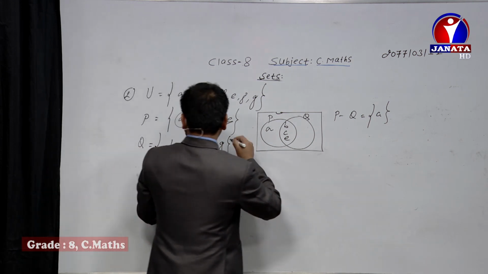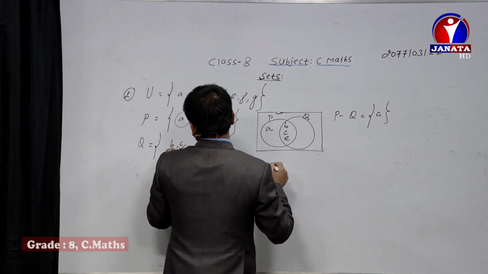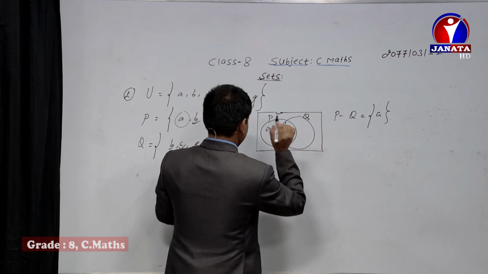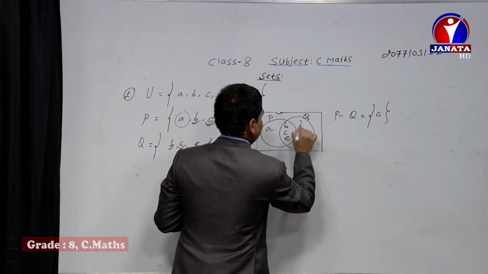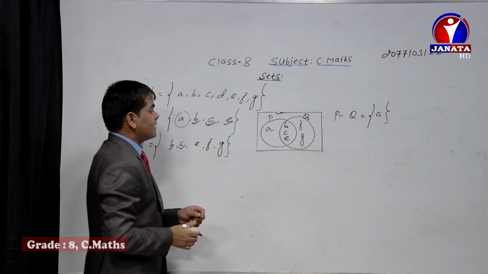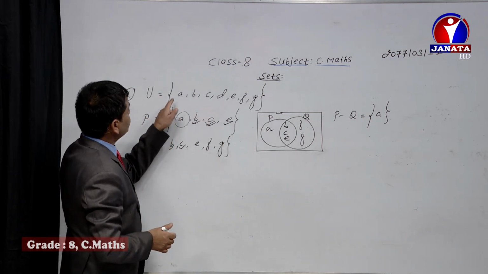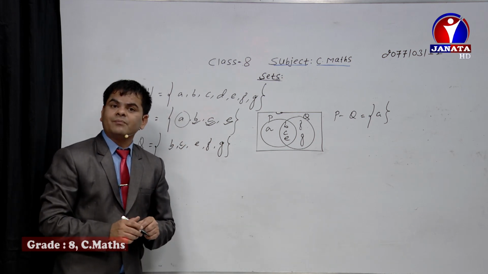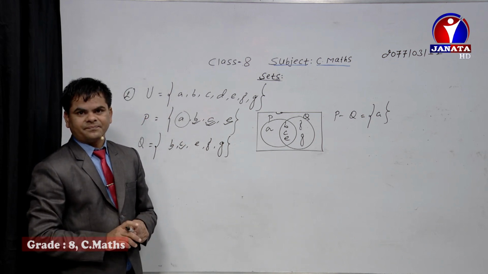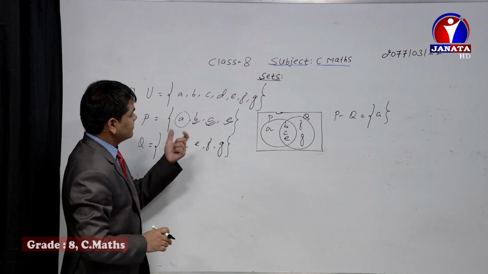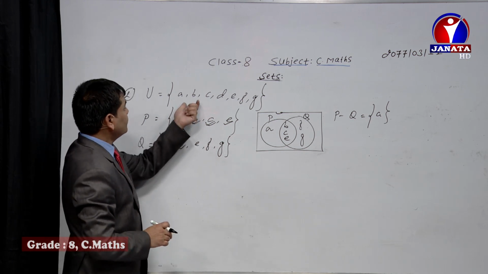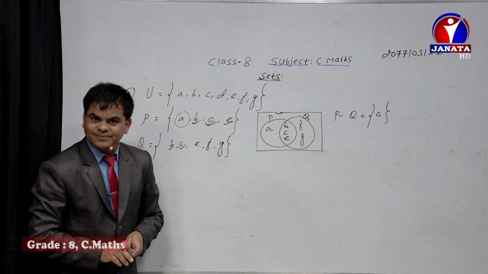Now similarly, let's give the elements of Q set as well. B, C, E we have already kept there. Now it's the turn of F and G. Now after writing all this information, dear students, we need to check whether we have kept all the information from the universal set or not. If we haven't placed or plotted, then we need to keep those remaining elements as well.